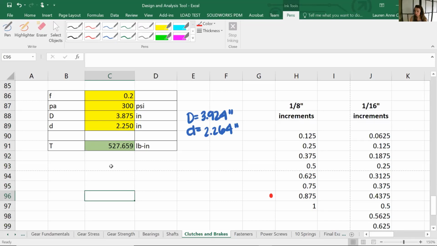So then the new torque that would be transmitted would be 527.7 pound-force inches. So that's just showing you how the geometry of the axial disc clutch, even when it's changed just a little bit, like rounding to the nearest standard size, can change the magnitude of the torque that's transmitted.